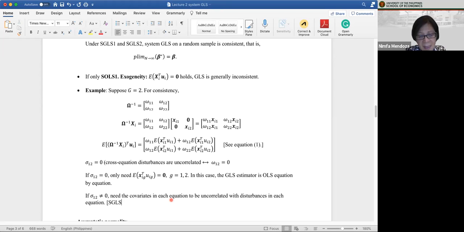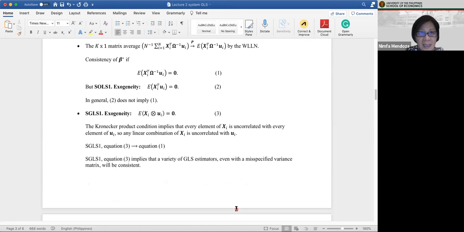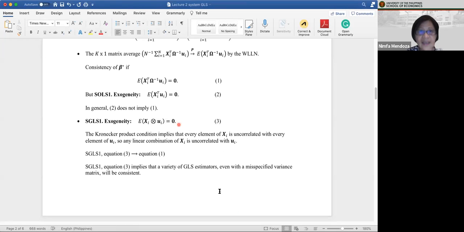That is what is meant by SGLS 1. The covariates in each equation are to be uncorrelated with disturbances in each equation. That is what this says.